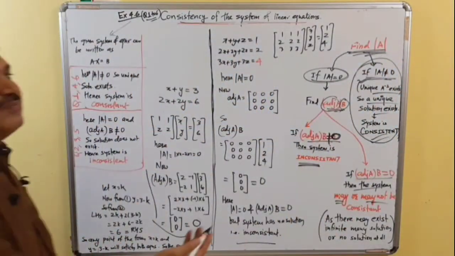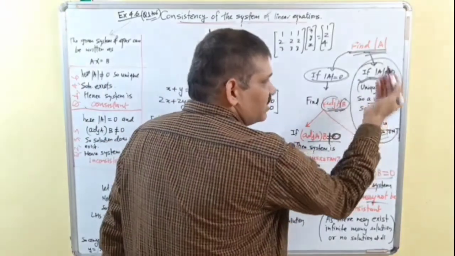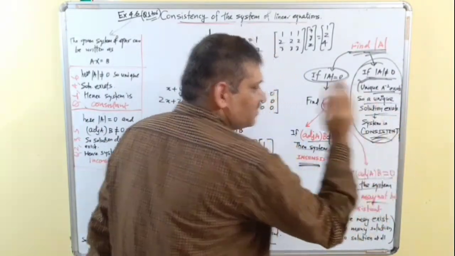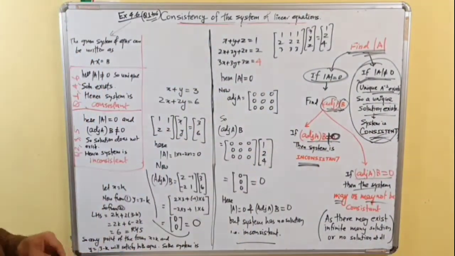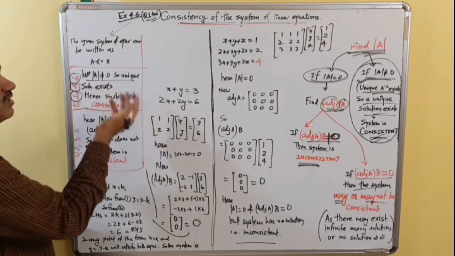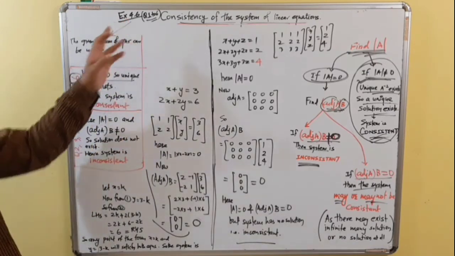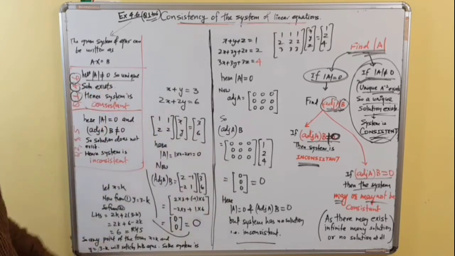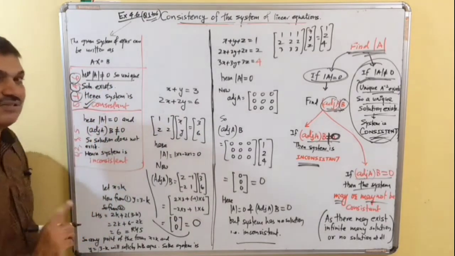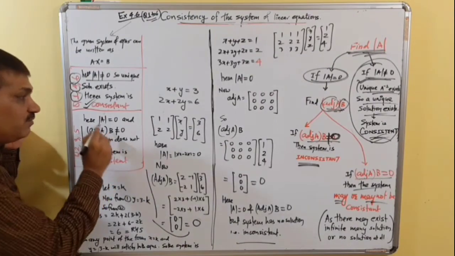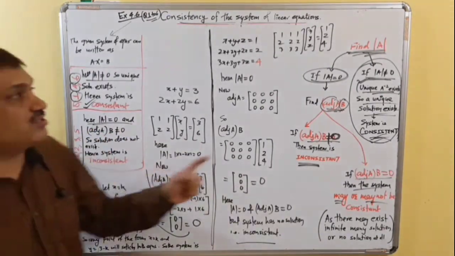Whenever determinant A is not equal to 0, that means the inverse exists and a unique inverse exists, so a unique solution exists, that means the system is consistent. So for question number 1, 4 and 6 of exercise 4.6, determinant A is not equal to 0, so a unique solution exists, that means the system is consistent. Well, in questions 2, 3 and 5, determinant A is going to be 0.